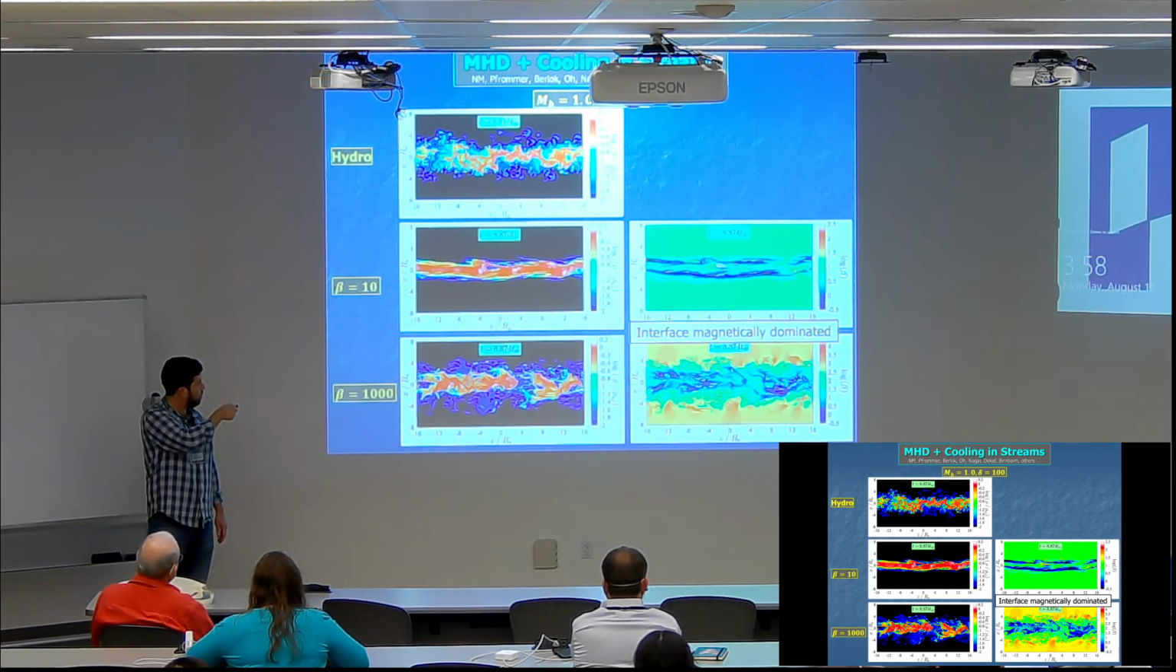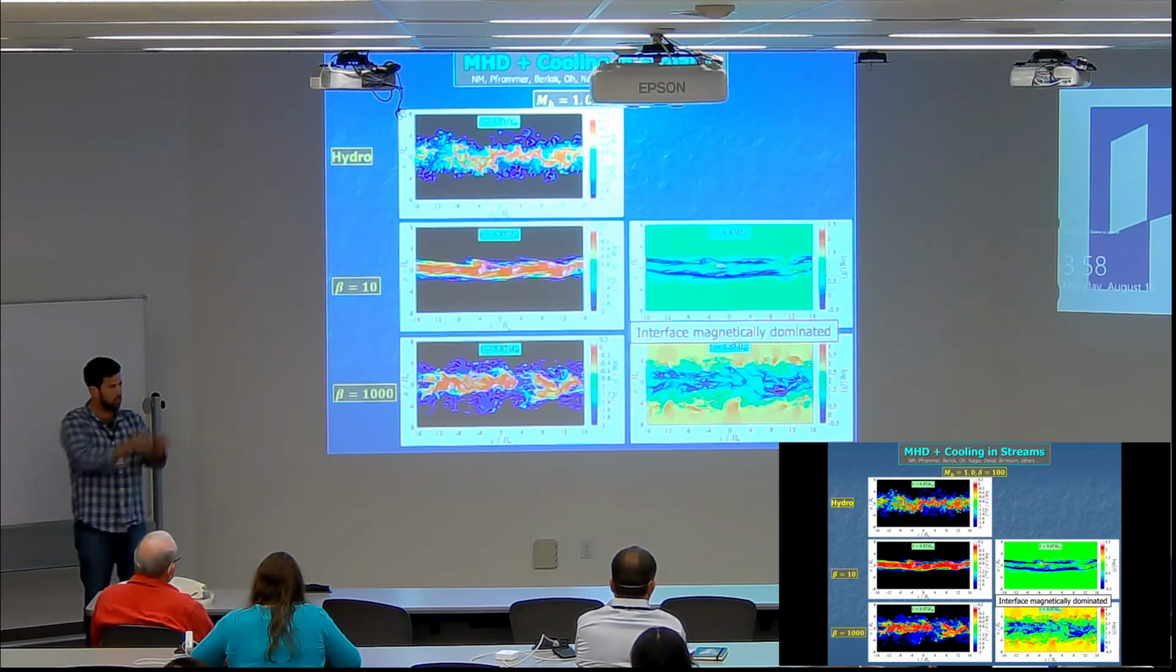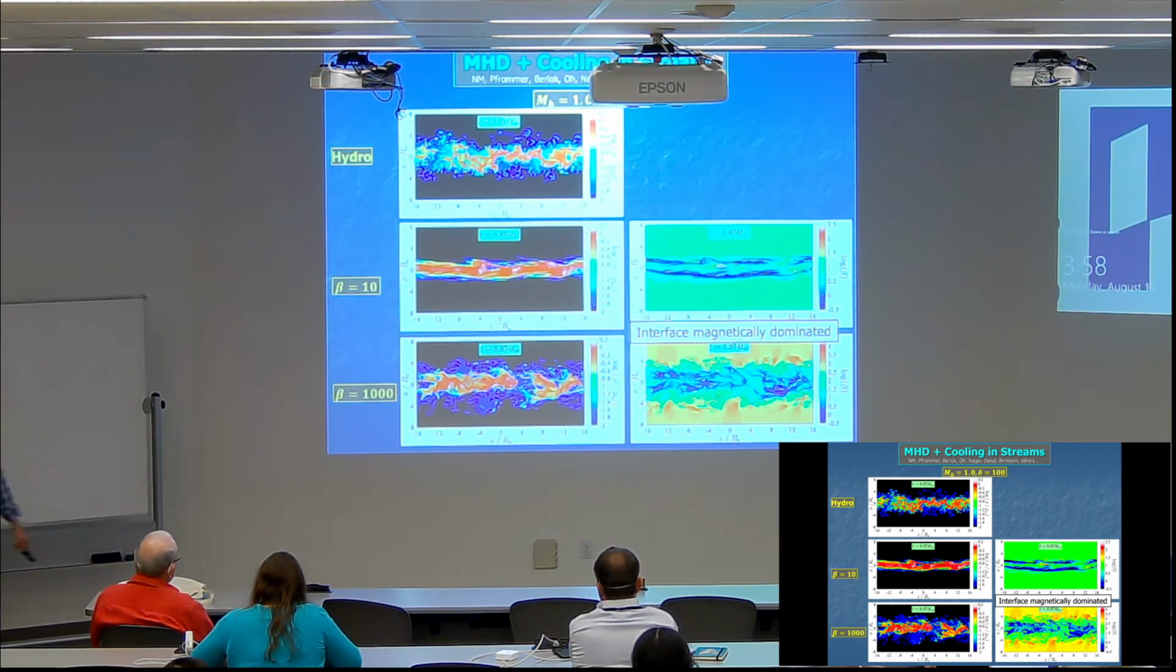This is a map of plasma beta. And you can see how around the boundary of the stream, where the stream and the CGM interact, even though I started here with a plasma beta of 10, I locally become dominated by magnetic pressure. My plasma beta here is 1 or even slightly less than 1. This is dominated by magnetic pressure. The same is even true in the case where plasma beta equals 1,000, though there the effect is a bit more diluted.